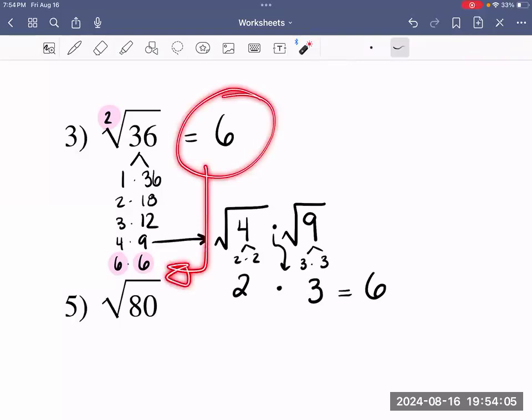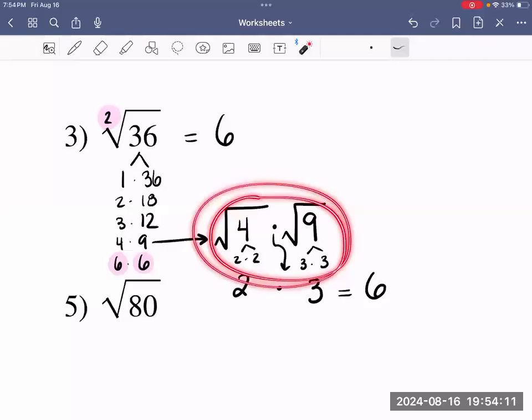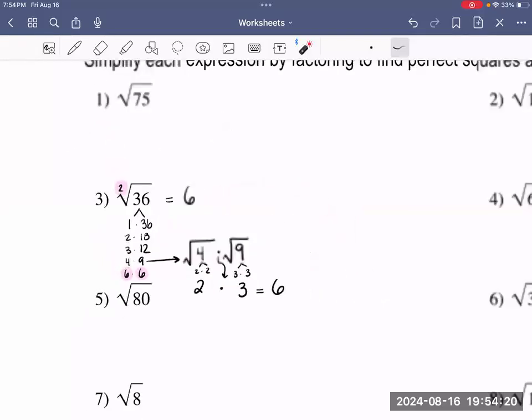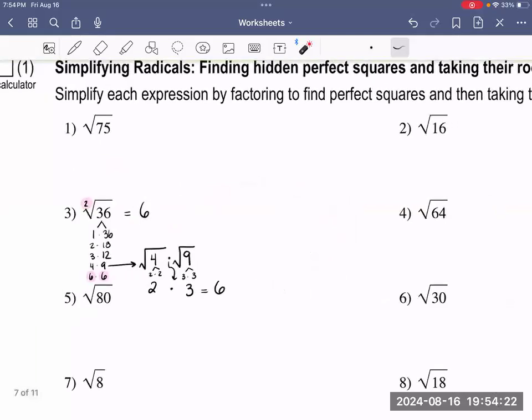So when in doubt, if you don't know the perfect square within it, you can still figure out, okay, well, what do I know about some of these numbers? Going with any sort of perfect square is going to be the best option. Now, a good one to try with that is probably 2 and 4.